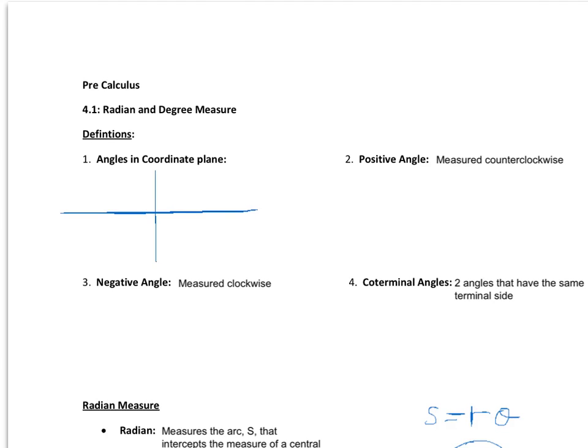All right, here we go. Starting out chapter 4, you can see we have radian and degree measure. This is where we really get into the nitty-gritty of trigonometry, and we get into the heart of what's going to be the unit circle, which we'll introduce on this video.